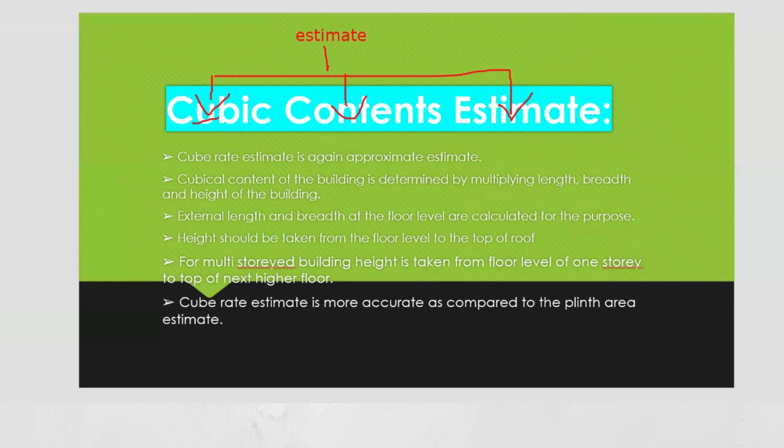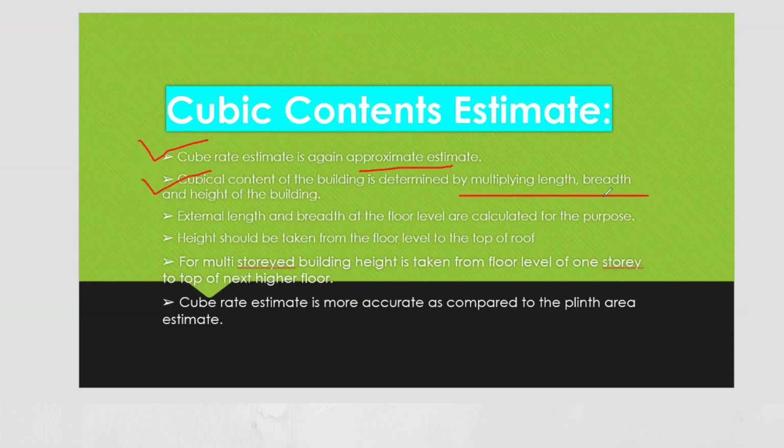So the very first thing we came to know is that it is a part of approximate estimate. The second is that the cubical content of the building is determined by multiplying the length, width, and height of the building. Cubic is nothing but length, width, and height. When we consider three dimensions, we call it cubic, and it itself indicates that we have to consider cubic content.